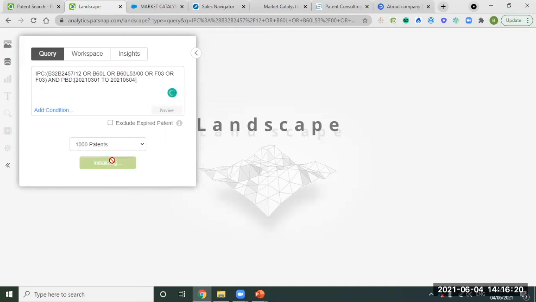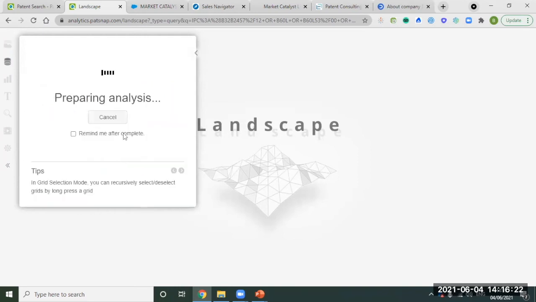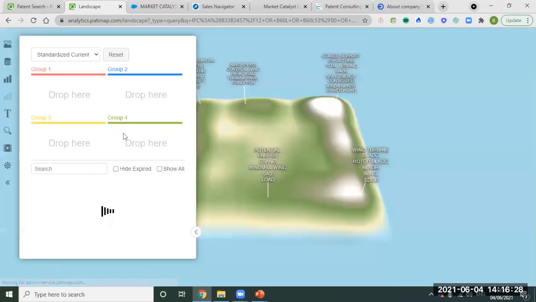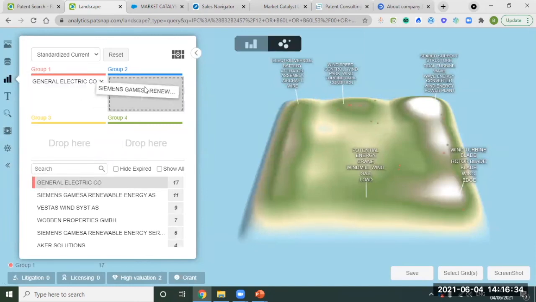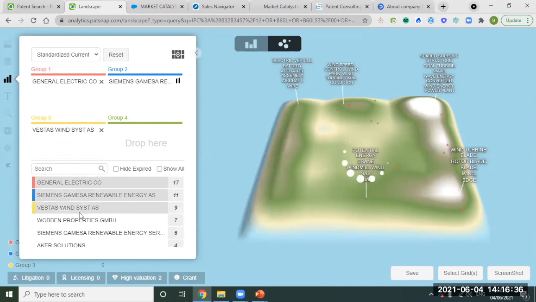So I typed that in twice. Generating results. Let's have a look what we get here. We only see 1,000 patents here. Okay, interesting. General Electric, I've already made 17 patents in that short time space. The first top 4. Have we got any high value patents?